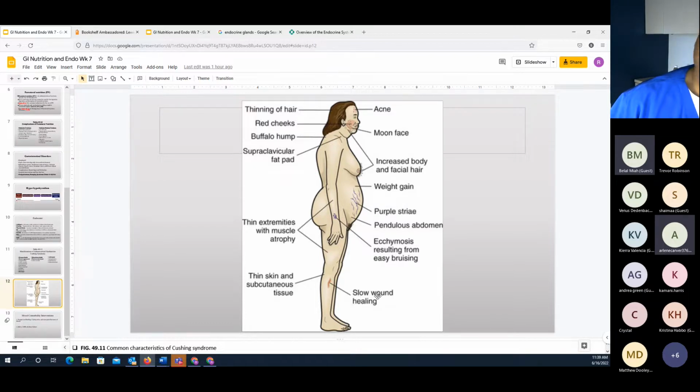Think about what I talked about, white blood cells. The immune system is compromised with Cushing's syndrome. And this is what this is. This is what Cushing syndrome will look like. Or if a patient is on synthetic steroids, they look like this, right? Look at the buffalo hump. Very important. The supraclavicular fat pad, the red cheeks, the thinning hair and whatnot. Again, you will see this in your patients with steroids.